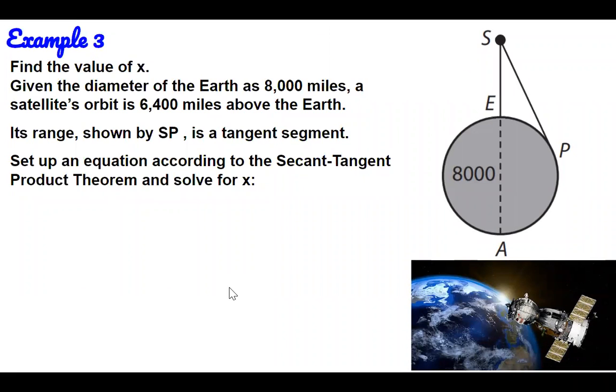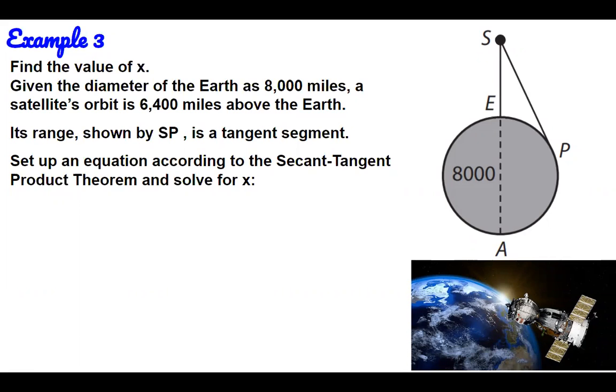Example number 3, we're going to find the value of x. It says, given the diameter of Earth being 8,000 miles, a satellite's orbit is 6,000 miles above the Earth. Its range, shown by SP, is the tangent segment shown in the image. Our job is to find the value of x, knowing that we have a secant and a tangent segment in this case.